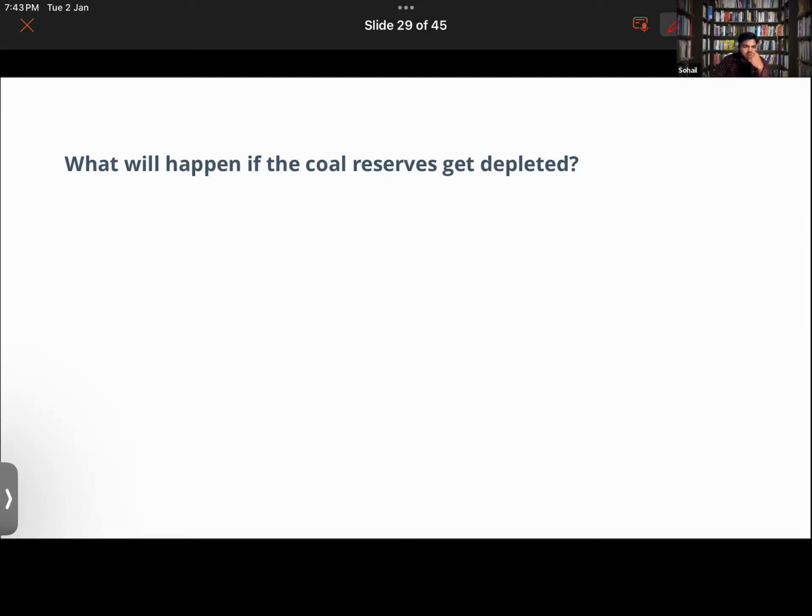Yes, we obtain other products from coal too. For example, we are obtaining coke from coal. From the destructive distillation of coal we get coke, we are getting coal tar, we are getting coal gas. So those byproducts also have their own uses.